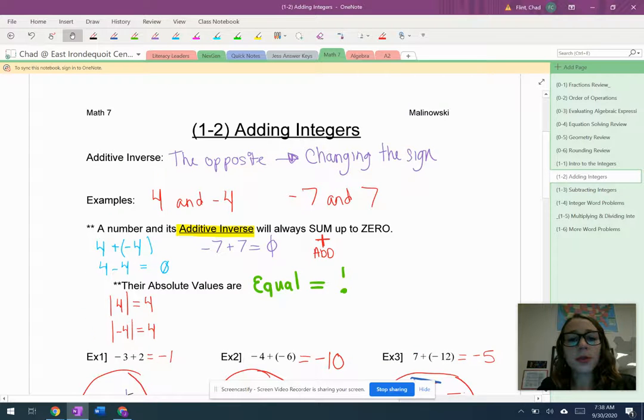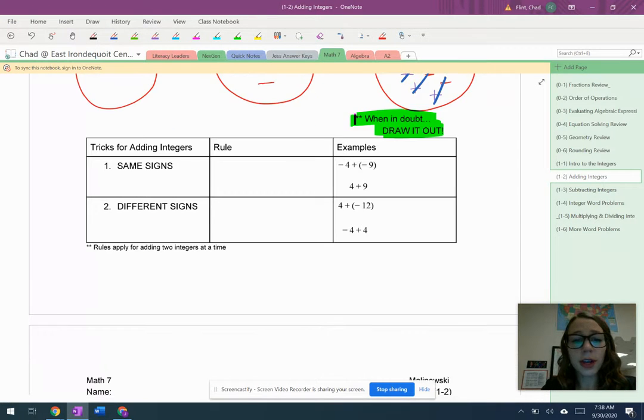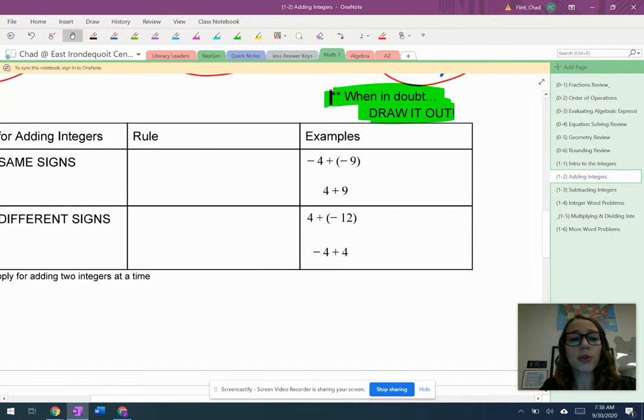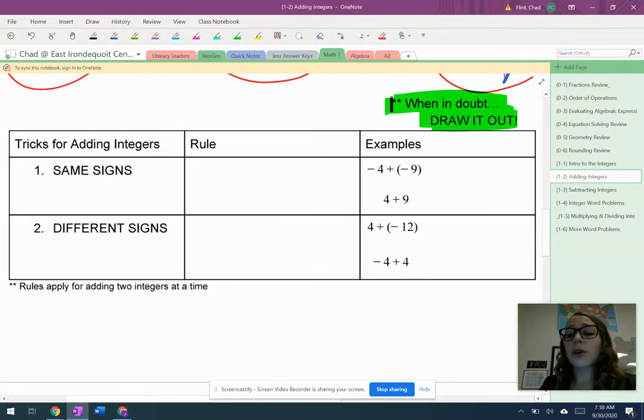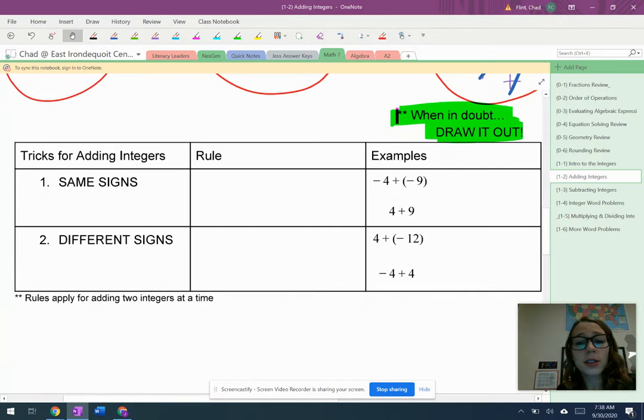Okay, so here we have the third video for 1-2, adding integers, and we're going to look at this last little part about these tricks or these little shortcuts that you can use for adding integers here. Remember, you can always draw it out if you are stuck on something. I find that to be the best thing to do in most cases.